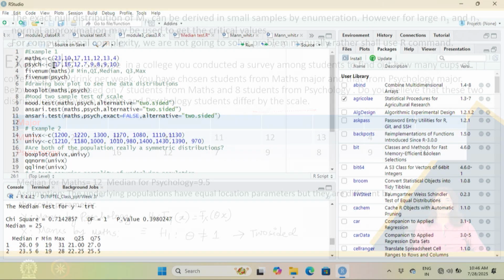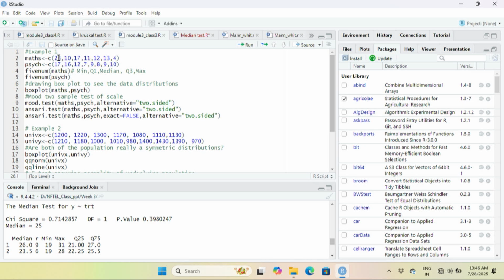Okay. Example 1, 23, 10, 17, 11, 12, 13 and 4. So, math students' records are like that. Psychology students' records are like that. Let me run this.